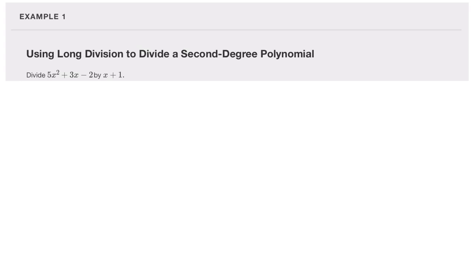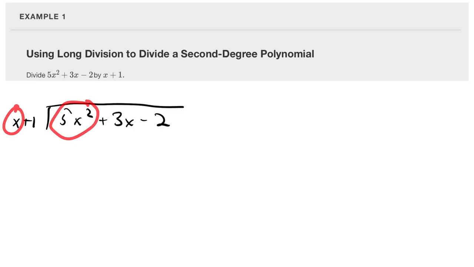So we're asked to divide here. We'll put our x plus 1 here. Our dividend is this 5x squared plus 3x minus 2. So the first thing we're going to do, we say the first term divided by the first term. So 5x squared divided by x is going to be 5x. I'm going to line up my like terms. Now on the diagonal, I multiply. So 5x times x gives us 5x squared, and then 5x times 1 gives us a 5x.